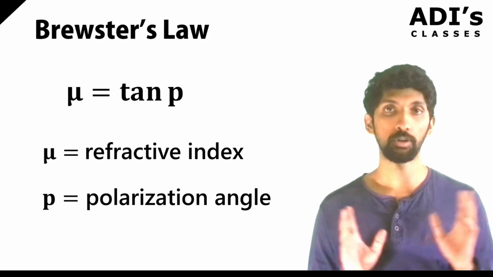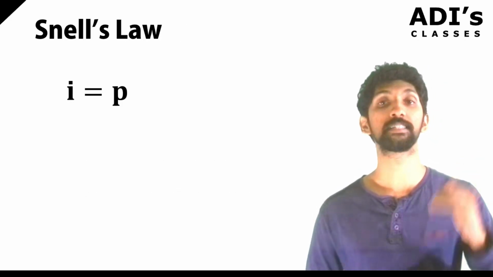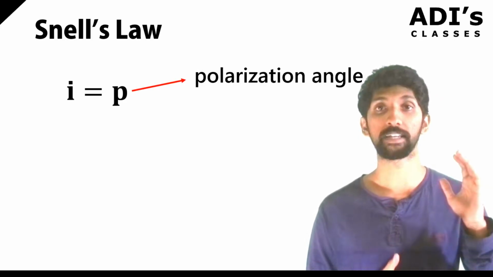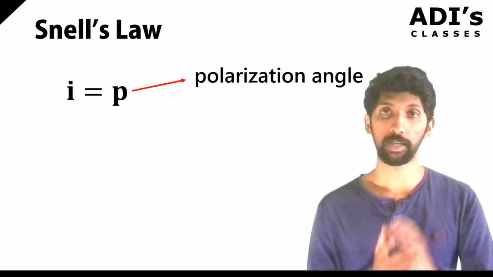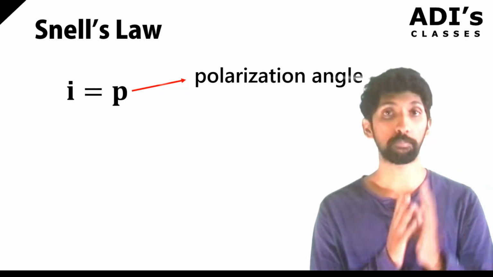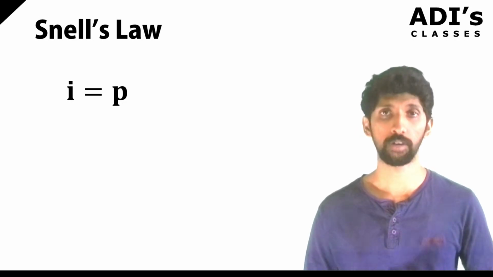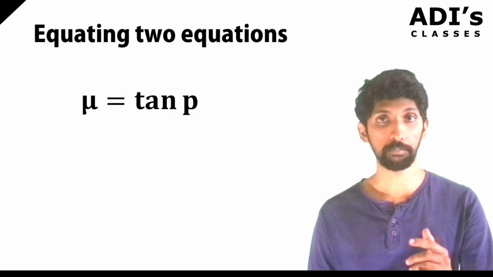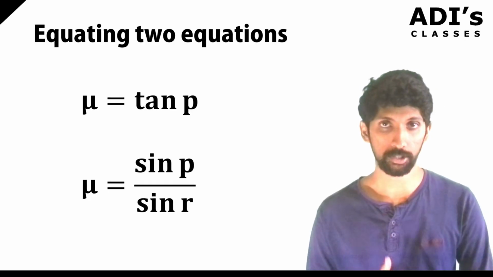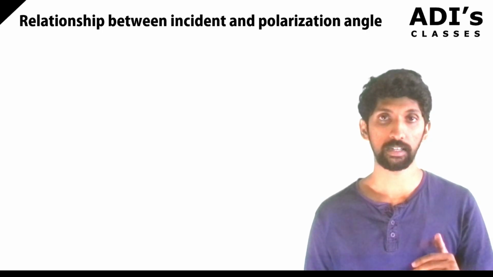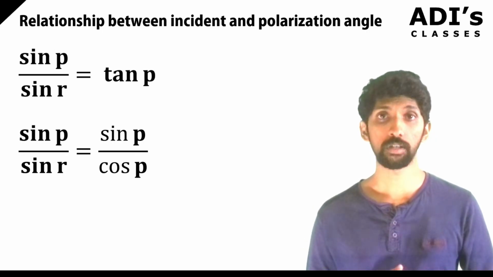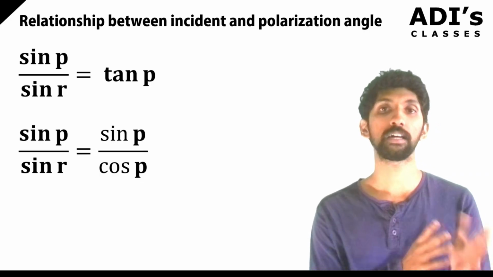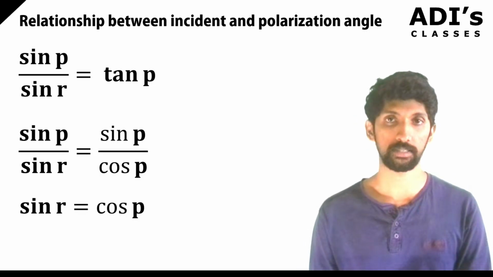Now, using the good old Snell's law, if the light is incident at the polarizing angle, then P will be the incident angle and let R be the refracted angle. So by using that, we have mu is equal to sin P by sin R, correct? Now, Brewster's law tells that mu is equal to tan P, and mu is equal to sin P by sin R. So if you equate these two, we have sin P by sin R is equal to tan P, or sin P by sin R is equal to sin P by cos P, or sin R is equal to cos P, correct? Because sin P gets cancelled.